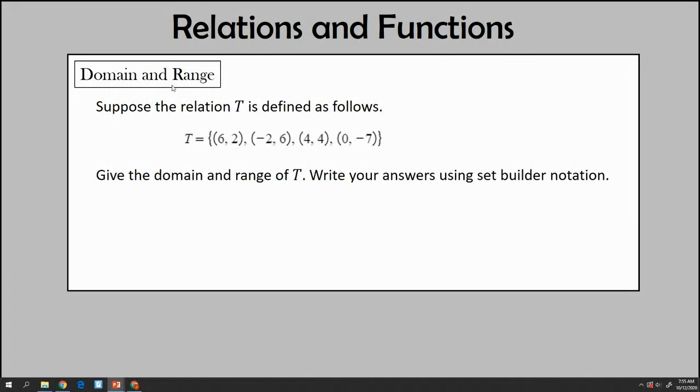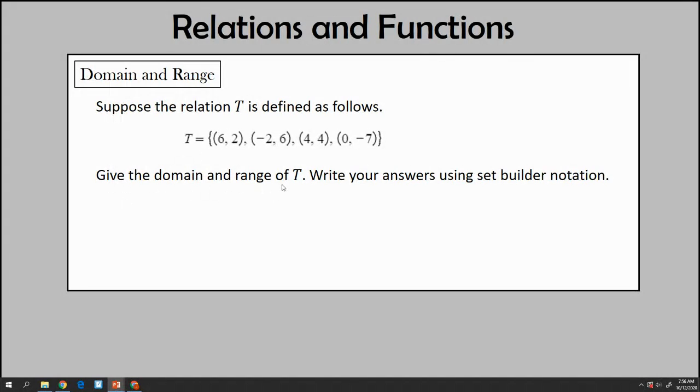Okay, a couple of question types now. The first thing we're going to work on is domain and range. So suppose this relation T is defined as follows. So here is the relation T. Relation means it's a collection of ordered pairs. So I have 4 ordered pairs given to me in this particular relation, and a relation can have as many ordered pairs as are available to it.